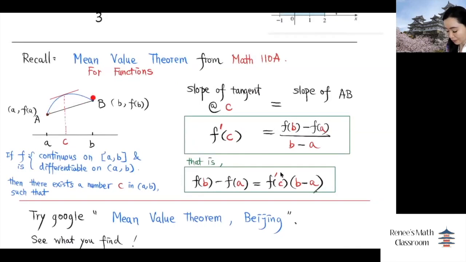Now imagine this is the bridge. The two endpoints might not be at the same level. Maybe one is higher, one is lower. And then when you walk along the bridge, this is a continuous curve. It's also differentiable. When you walk along this bridge, somewhere along it your direction of walking is going to be parallel to the base of the bridge. Next time you walk across a bridge, try to think about the mean value theorem.